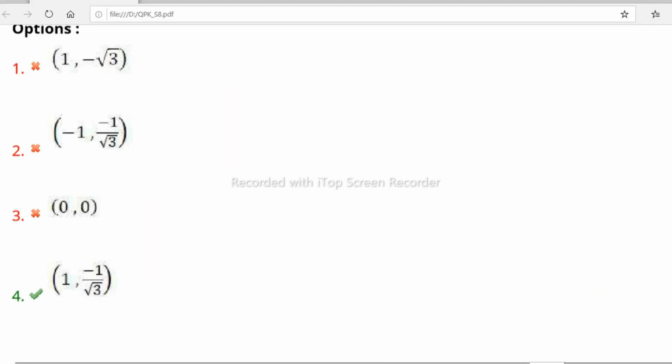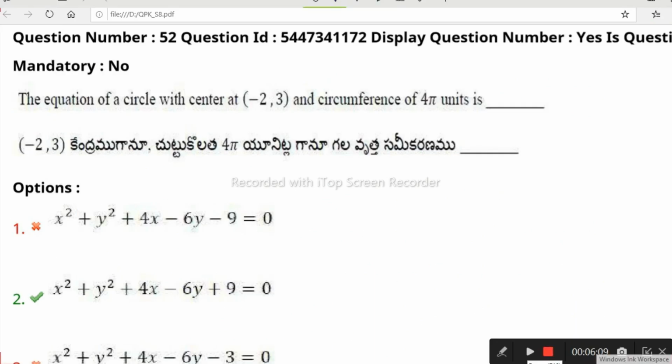We can observe that this is given as the fourth option. 1 comma minus 1 by root 3 is there in the fourth option. Clear? Now look forward to the next question. You can observe this question. What is it asking? Find the equation of the circle with center minus 2, 3 and the circumference of 4 pi units.